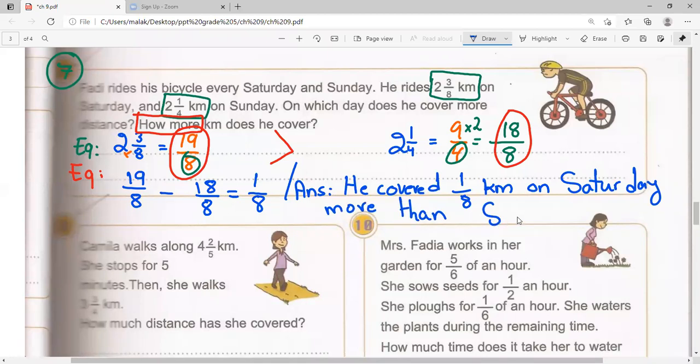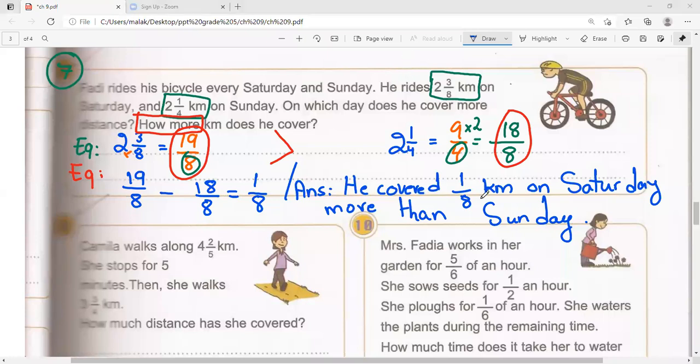Is it clear? Yes. If we are comparing two different things and I'm asking you one is more than the second by how much, I mean find the difference between both. So we have to subtract the two distances.